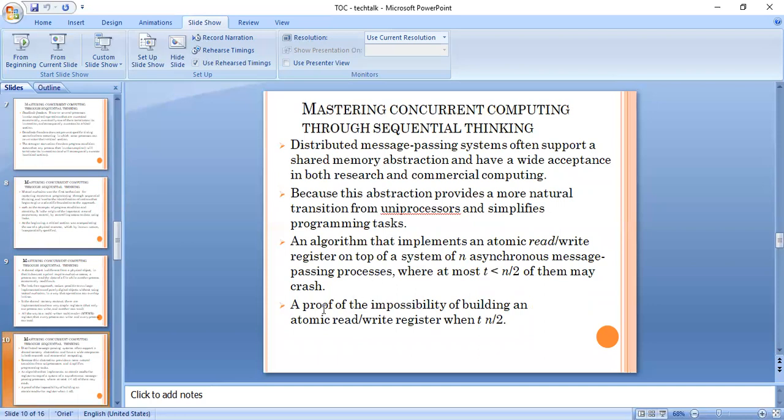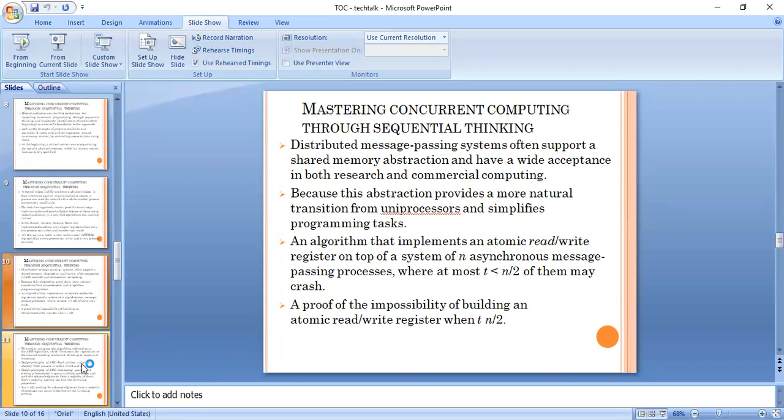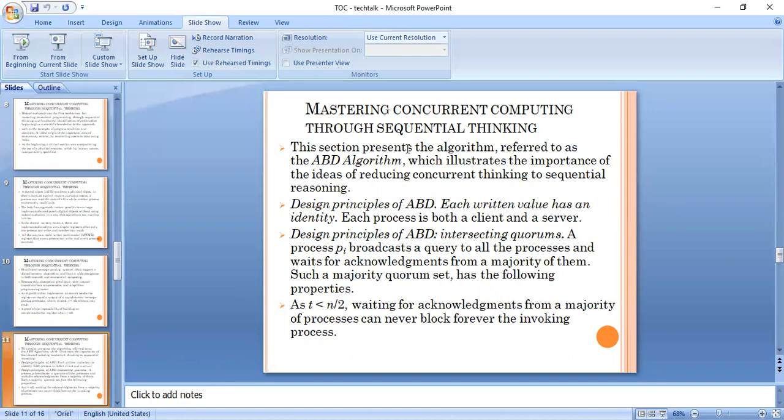A proof of impossibility of building an atomic register when t ≥ n/2. This section presents the algorithm referred to as the ABD algorithm, which illustrates the importance of the ideas of reducing concurrent thinking to sequential reasoning. Design principles of ABD. Each return value has an identity. Each process is both a client and a server.